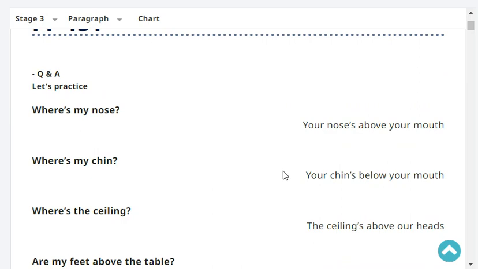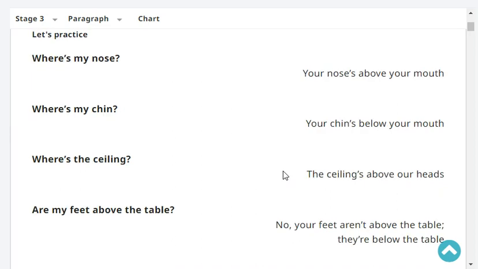Position. Where's my nose? Your nose is above your mouth. Where's my chin? Your chin is below your mouth. Where's the ceiling? The ceiling's above our heads.